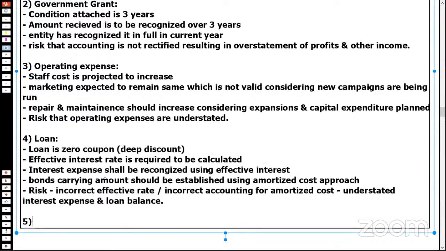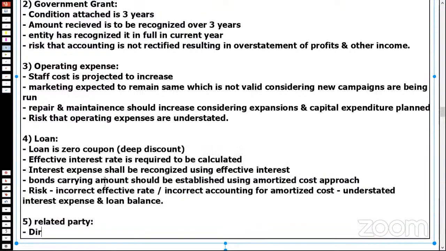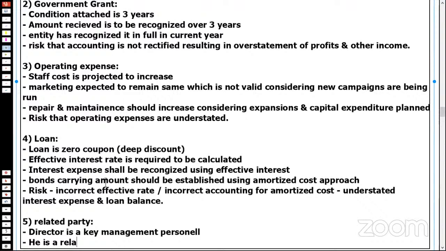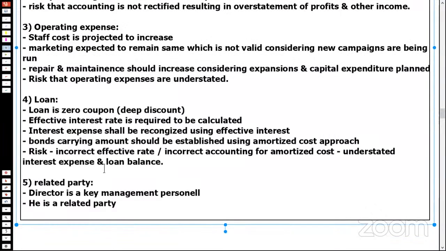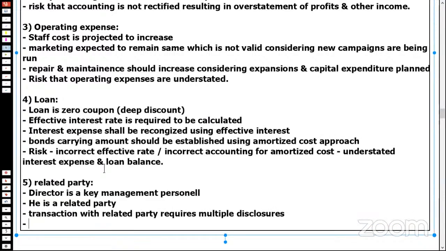That's one thing. The related party, the director, is a key management personnel. He is a related party. The transaction with a related party requires multiple disclosures. There is a risk that related party disclosures are not provided. That's one of the risks that is going to arise.